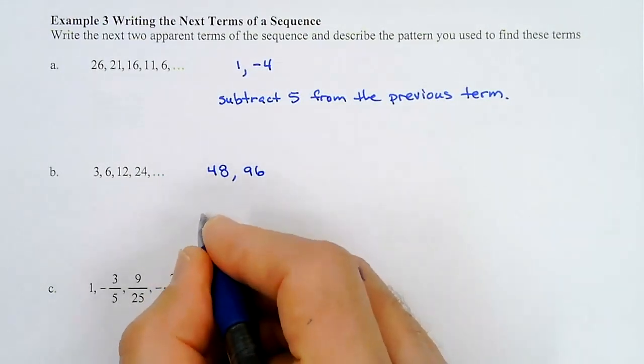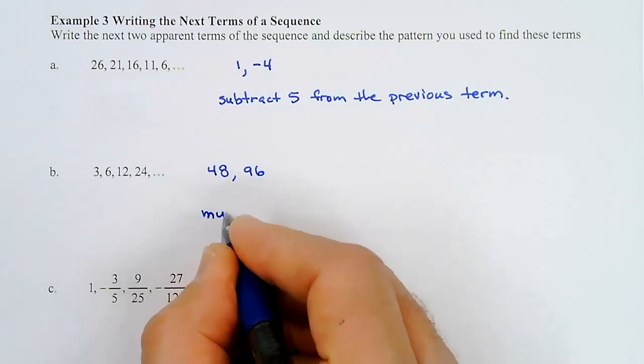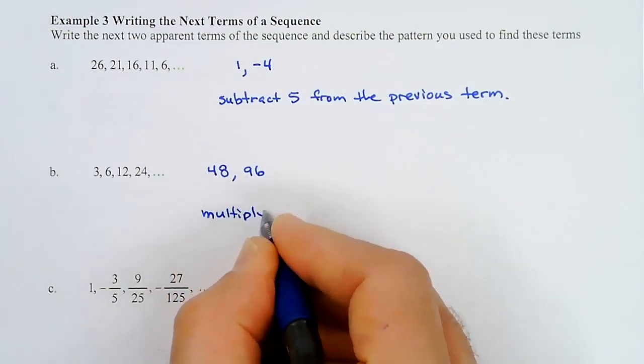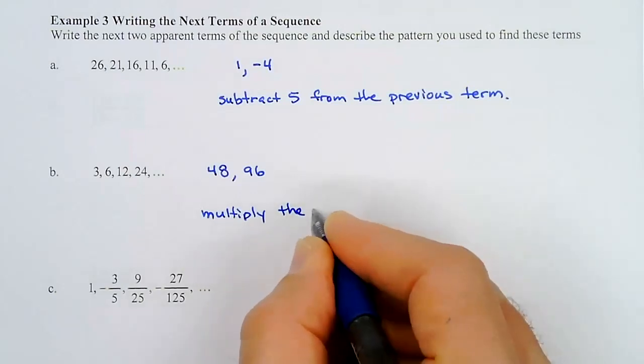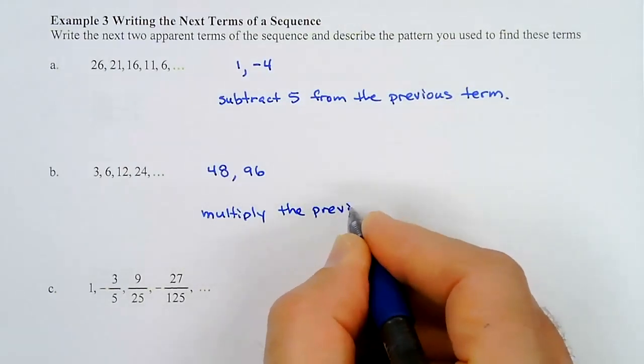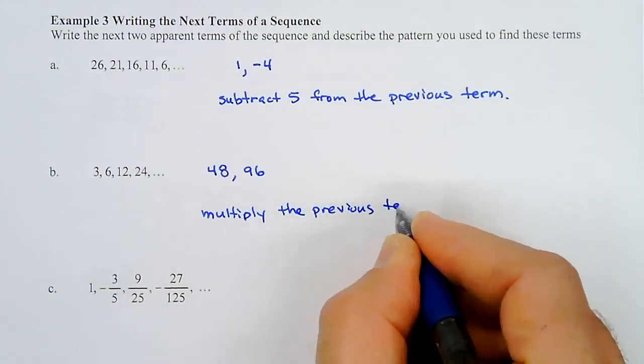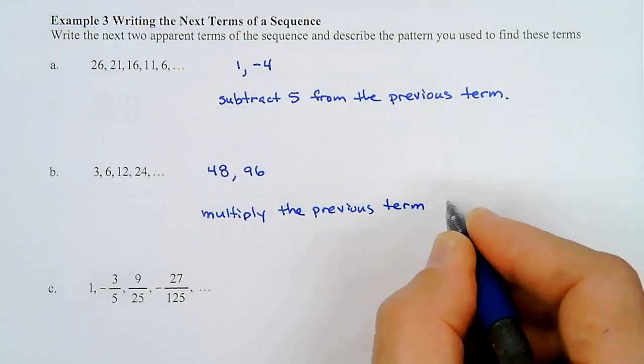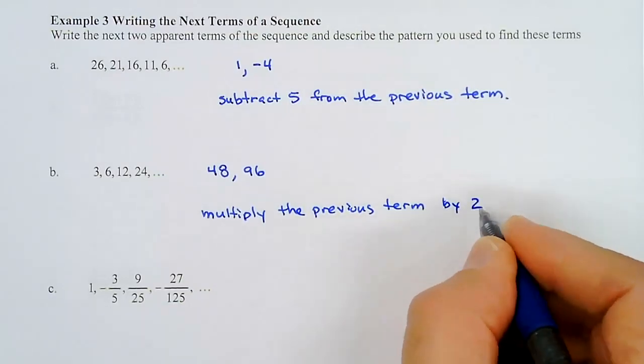And what we're doing is we multiply the previous term by 2. Not by 5, sorry, by 2.